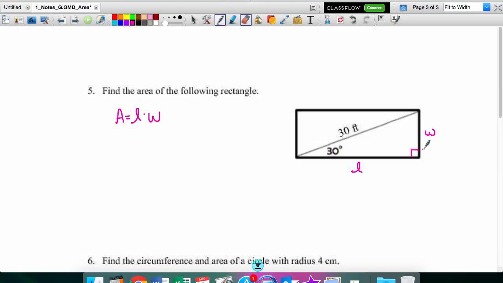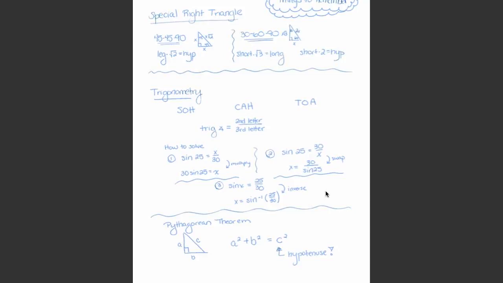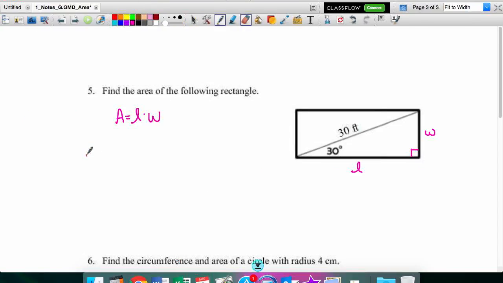So, what type of triangle will I use to solve for my length and width? It turns out, since I have a 30-degree angle, I'm going to use special right triangles. For a 30, 60, 90 triangle, if again you refer to your reference sheet, there are 2 equations that will allow us to solve for our missing sides. Short times 2 equals the hypotenuse. And short times radical 3 equals the long side.